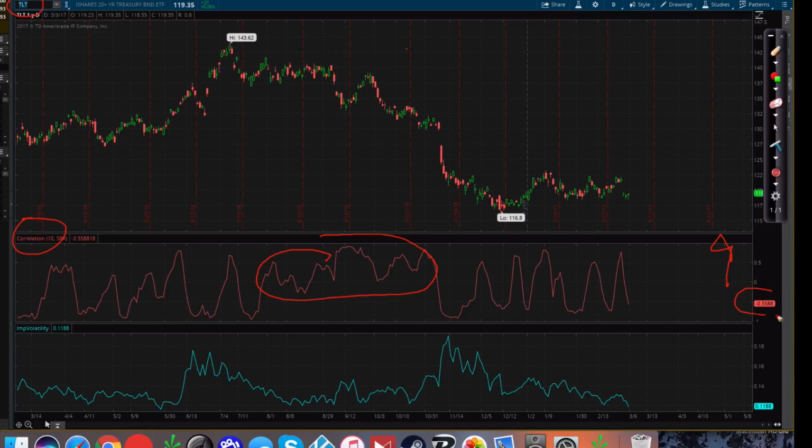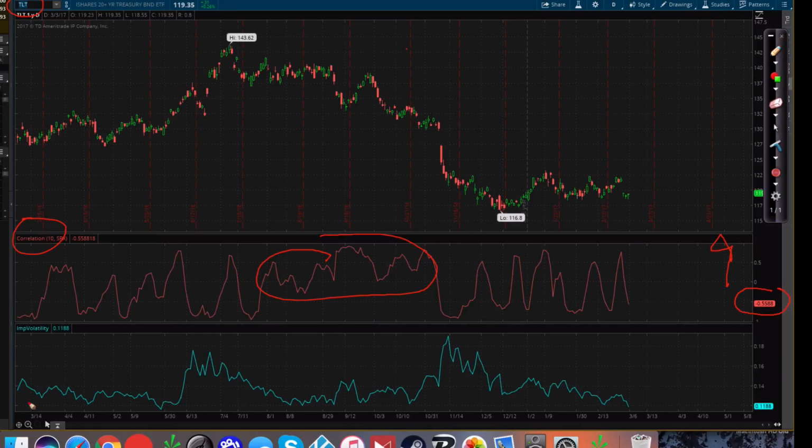And if we look at its current correlation, minus 0.5, if you remember that a high number close to 1 or minus 1 means a strong correlation of a positive or negative. So it's not particularly correlated right now. Most of the time, TLT tends to be inversely correlated to the market. But right now it's kind of there, but not exactly.